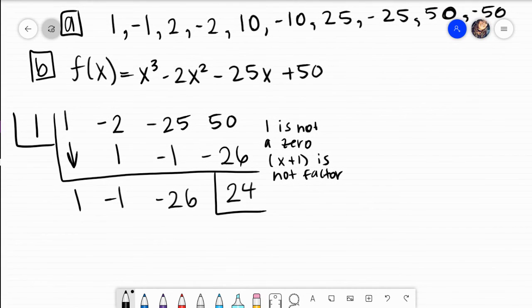I don't want to have to keep going down and down and down. So I'm actually going to erase this. Make sure y'all have that written, okay?